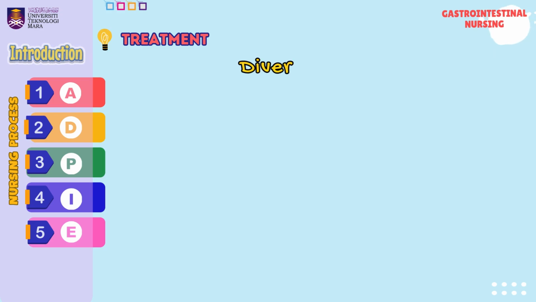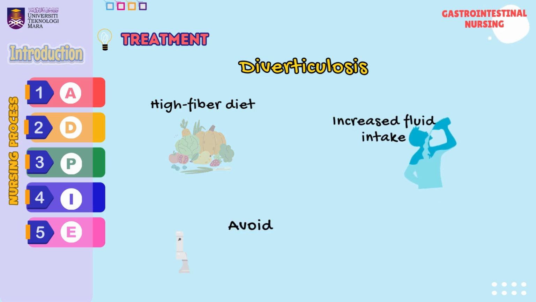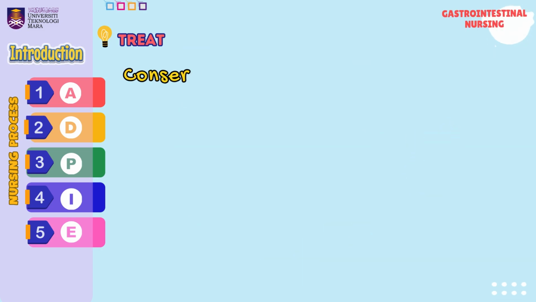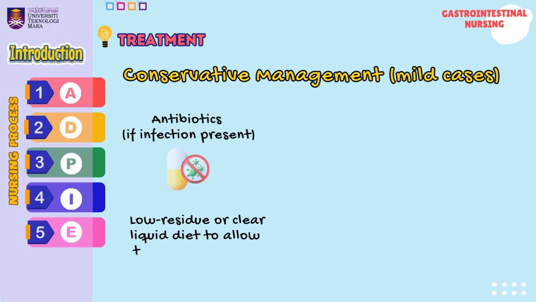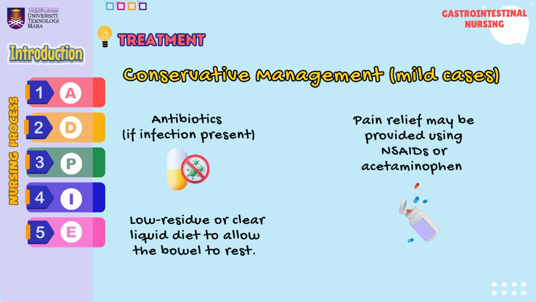Treatment depends on the stage of the disease. For diverticulosis, the goal is prevention. This includes eating a high-fiber diet, drinking plenty of fluids, and avoiding straining during bowel movements. For diverticulitis, mild cases are managed with antibiotics and a low-residue or clear liquid diet to allow the bowel to rest. Pain relief may be provided using NSAIDs or acetaminophen after starting antibiotics.